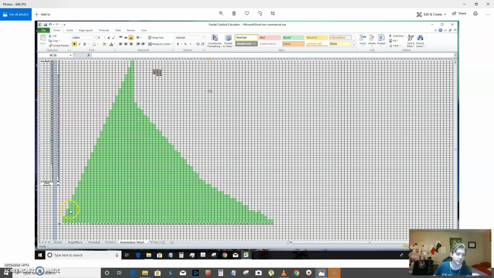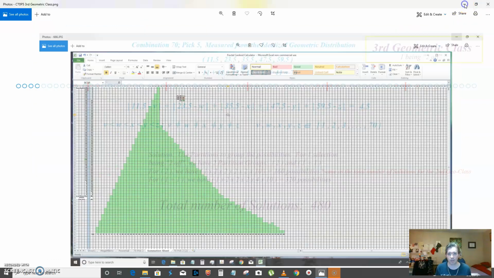But for 70 pick 2, there's a regular geometric progression. First class is 4, second class is 8, third class is 12, fourth class is 16, 17, 18, 19, 20. What do you think the next class is going to be? It's increasing by 4 each time. So that's a regular geometric progression.